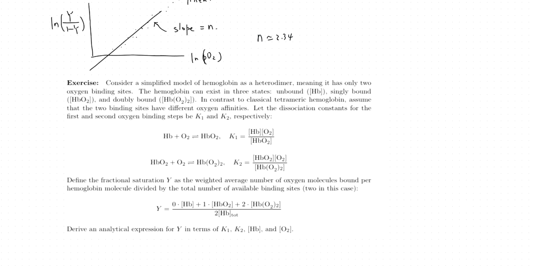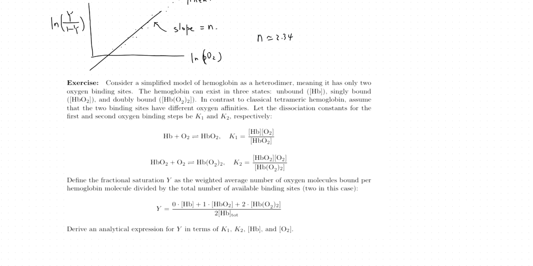Now consider a simplified model where the hemoglobin is a heterodimer, meaning it has only two oxygen binding sites, 1 and 2. However, it doesn't bind simultaneously. So you can bind 1 or bind 2. That means hemoglobin can exist in 3 states: unbound, singly bound, or doubly bound.